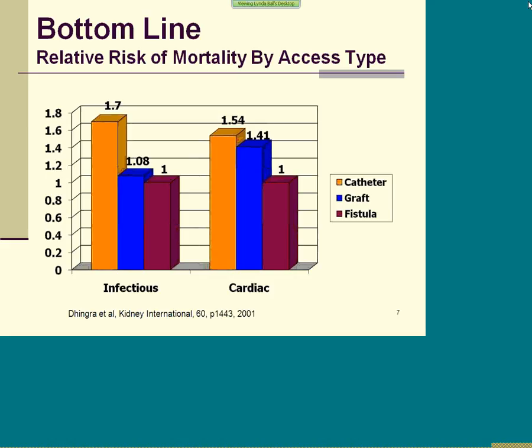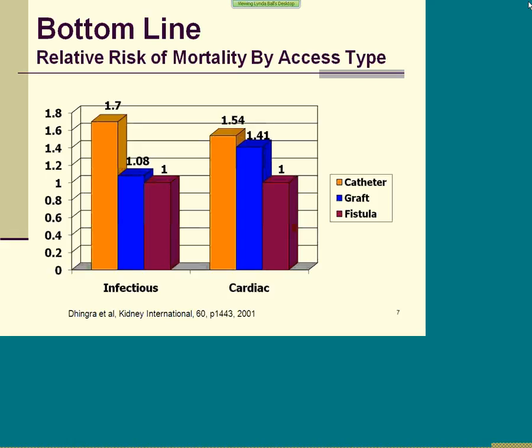And you can see the catheters are in the gold bar there, the grafts are in the blue bar, and fistulas are in that brick-colored bar. When we look at relative risk, you look at the numbers to the right of the decimal. For infectious death rates by access type, catheters have a 70% risk of dying from an infectious complication, and grafts have an 8% risk of death.